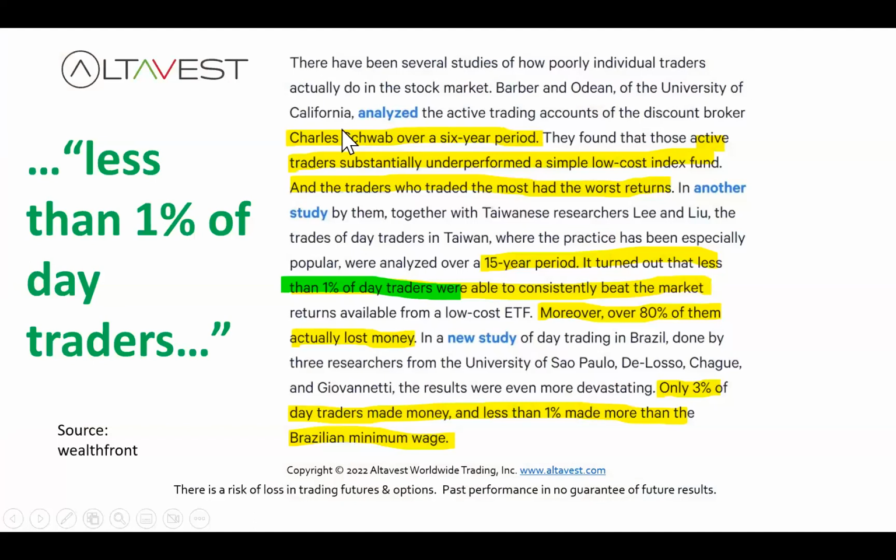Here are a couple of studies. Here's one out of Charles Schwab, over a 6-year period. Active traders underperformed a simple low-cost index fund, and the most active had the worst returns. Here's a 15-year study out of Taiwan. Less than 1% of day traders consistently beat the market. 80% lost money, and so forth.